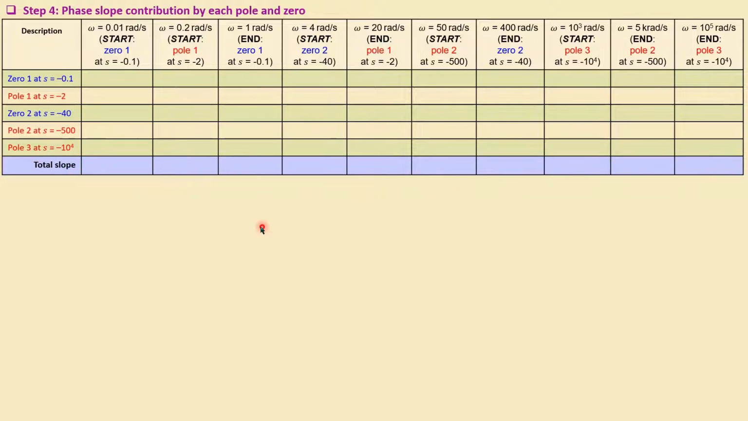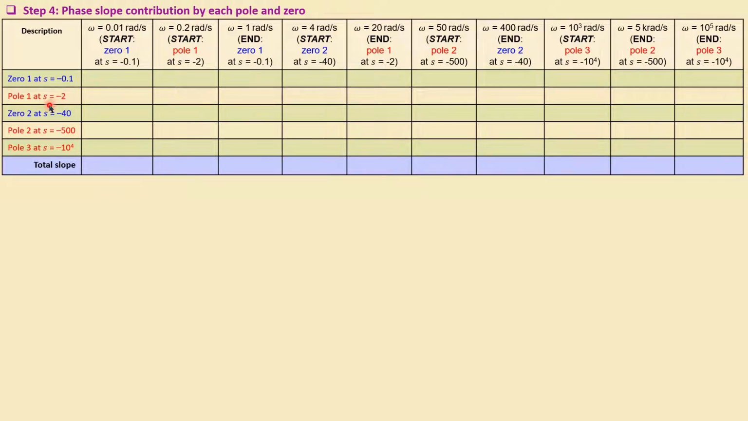Then for the phase, of course, for each break frequency we always start 1 decade below, and we go up 1 decade above. So for example, for 0.1 radians per second, I go 1 decade below, which is just 0.01, but I also go up 1 decade above, which is at 1 radian per second. So you need to read that in this format.